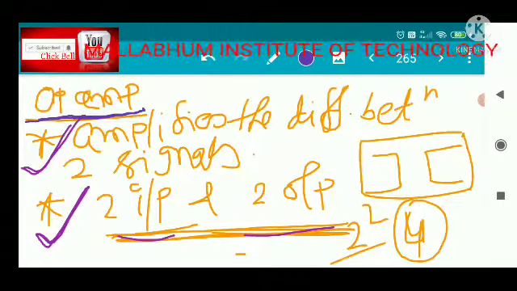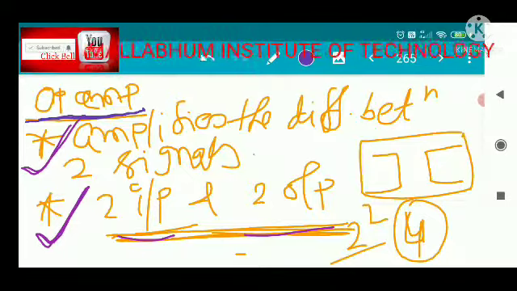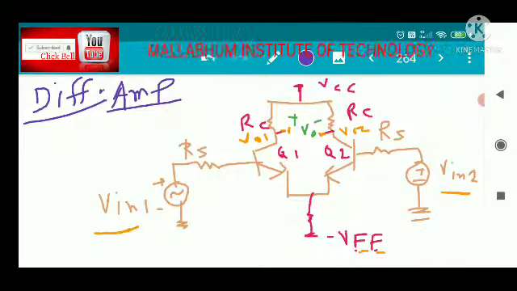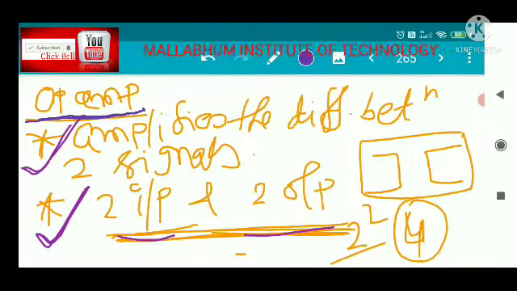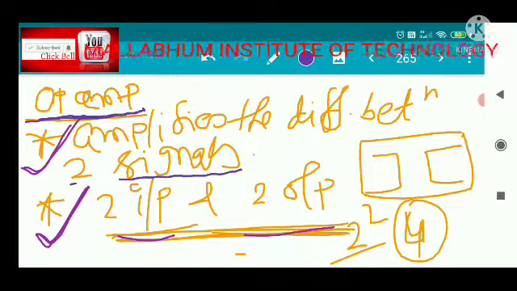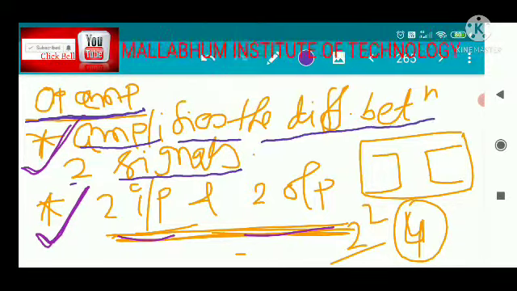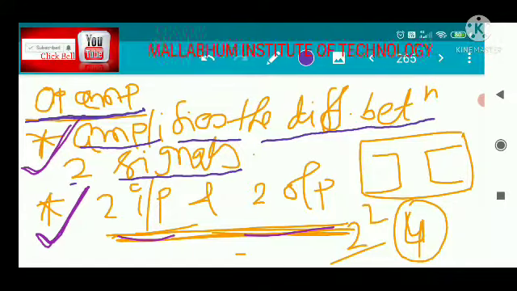In the case of the op-amp, I have also said that in the differential amplifier, you can see there are two transistors, and it amplifies the difference between the two signals. So the purpose of the differential amplifier is: difference means the difference between two signals, that means V in 1 and V in 2, and amplifier means it amplifies that signal.